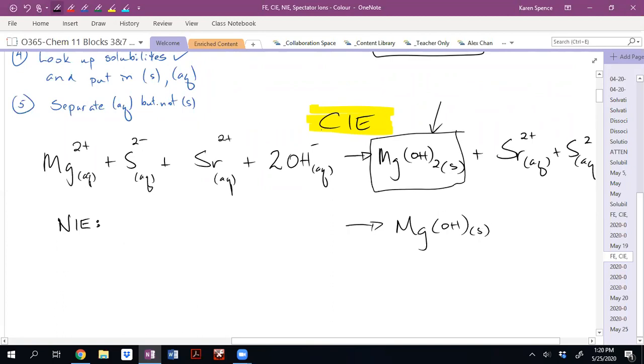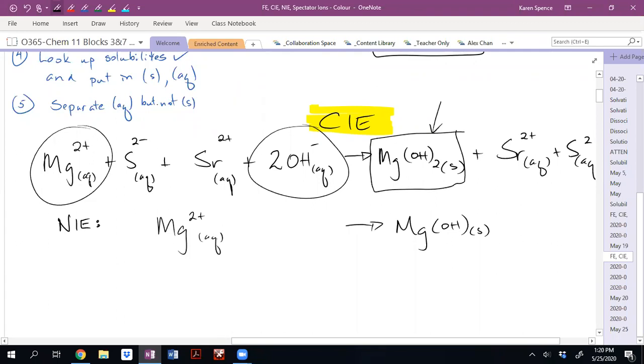And so if you write this as your product, all you have to do is say, who makes that product? Well, that's going to be your hydroxide and your magnesium. So you would write Mg2+ aqueous plus 2 OH- aqueous goes to Mg(OH)2. Oops, I forgot my 2, solid. And that would be your net ionic equation. So that is one way to do it.